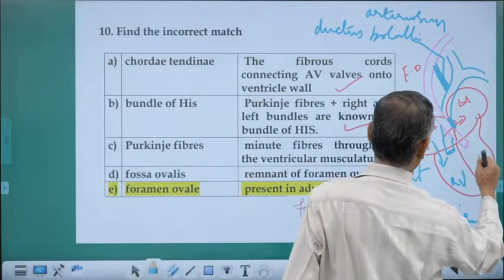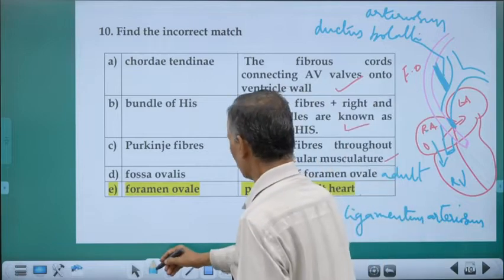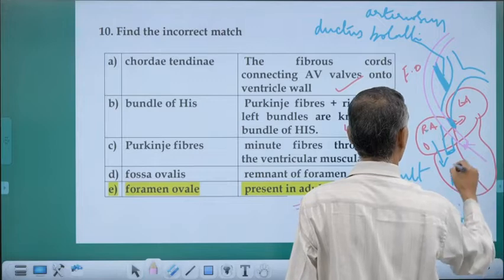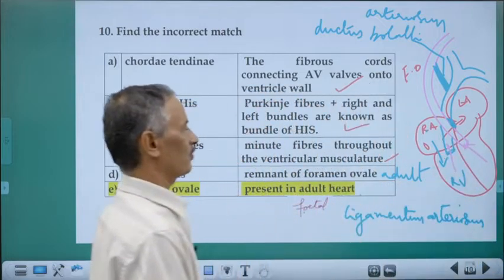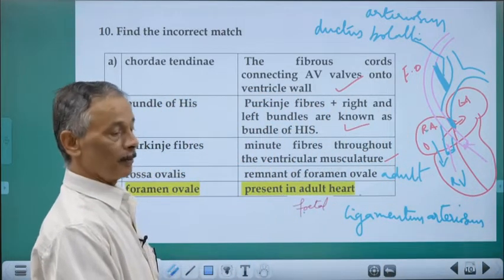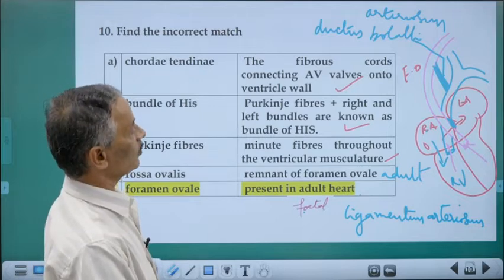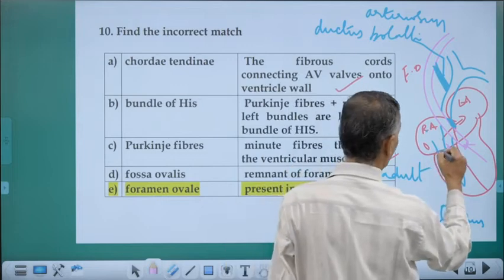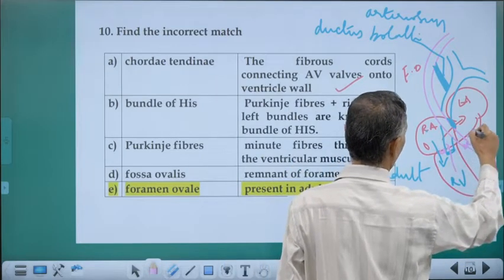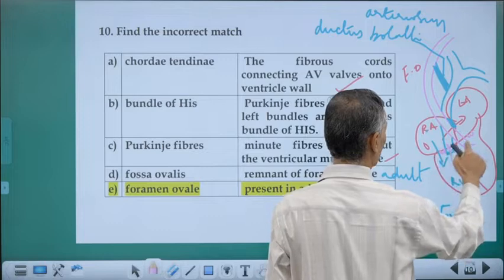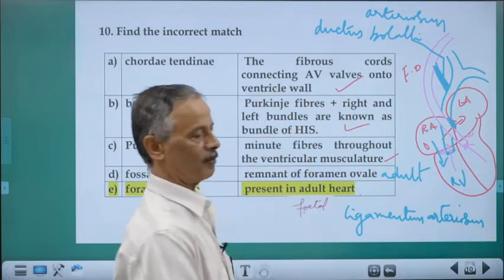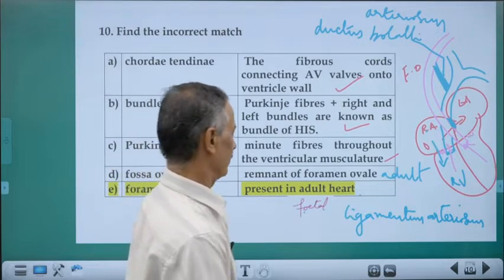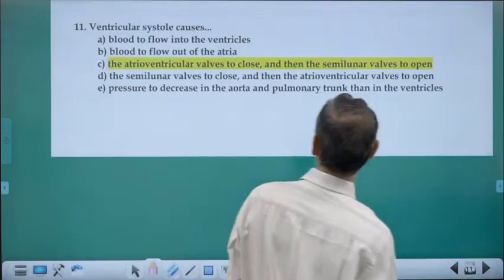When the ventricle is contracting, what happens? The blood is flowing to the arteries, from the right ventricle to the pulmonary artery, and from the left one to the aorta. The tricuspid and bicuspid valves are closed, and the semilunar valves that guard the aorta and pulmonary artery are all open. That is the change occurring.